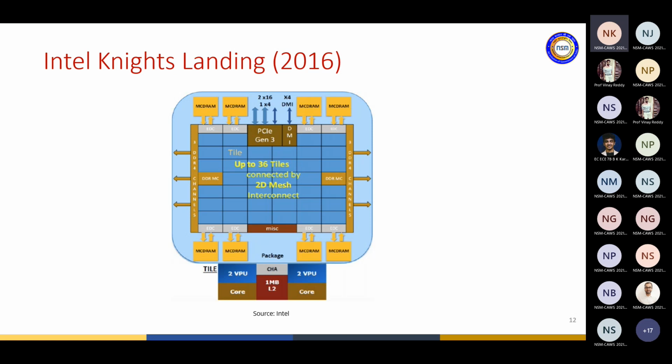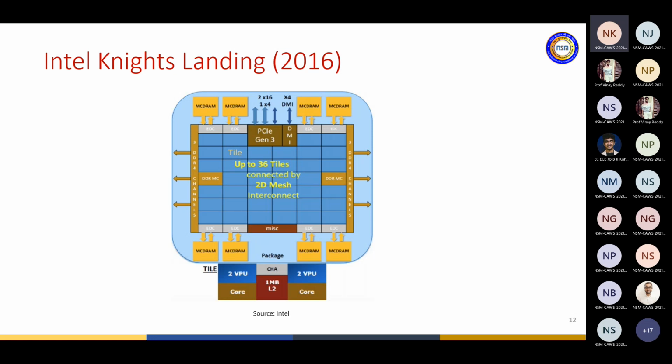Fast forward 5 years later, this is a system built by Intel. It has about 72 cores. There are various versions; some of them have 64, 68, and 72 cores. It can have up to 72 cores. So let's spend a few minutes on this system. It's a bit complex. What you see here is just one tile, and this is the zoomed version of it. There are 36 tiles connected by a 2D mesh interconnect.